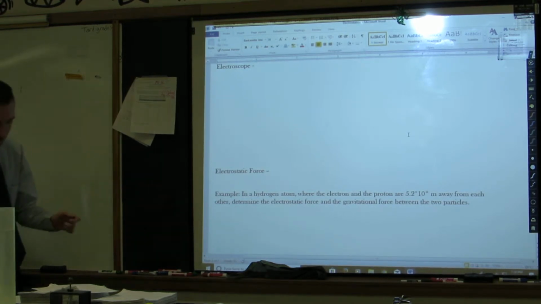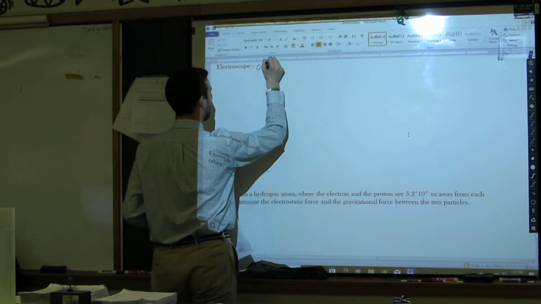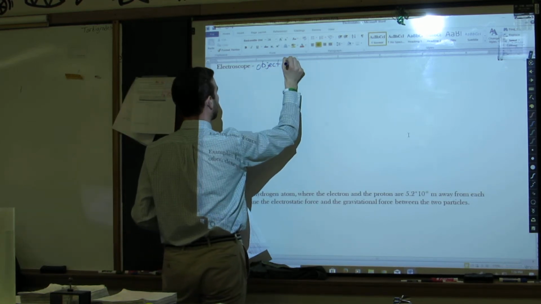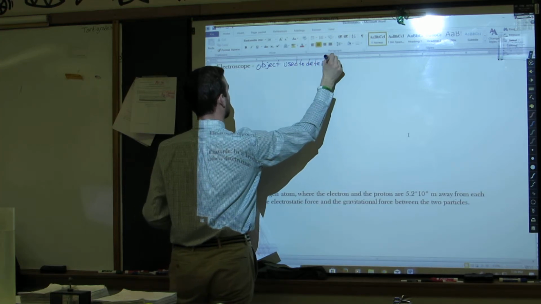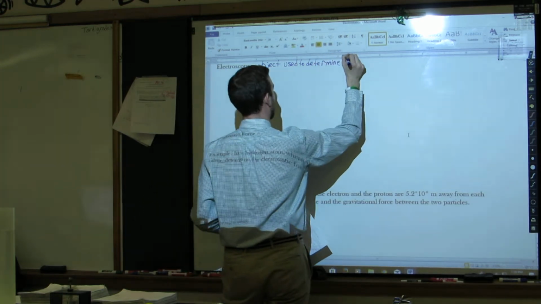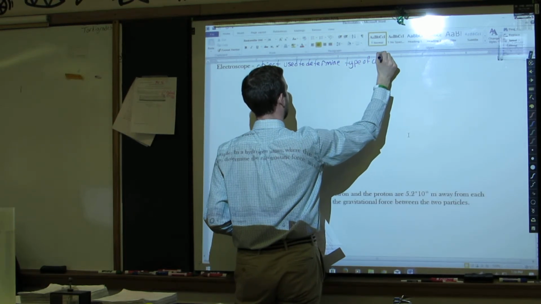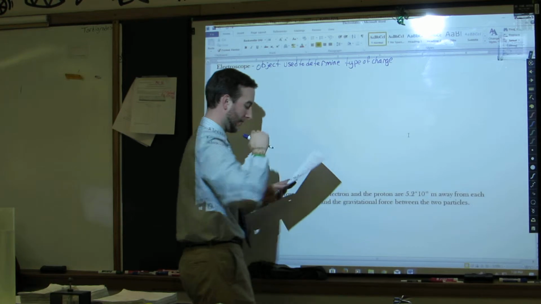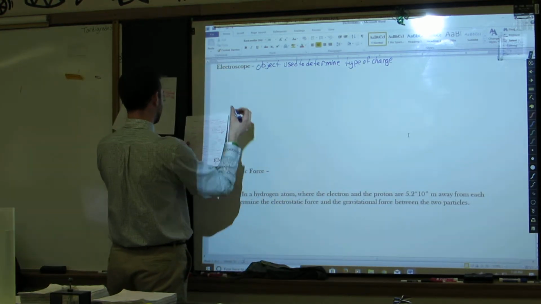So, an electroscope is an object used to determine the type of charge present on an object. Okay? I'll draw a real quick, very ugly sketch of an electroscope.